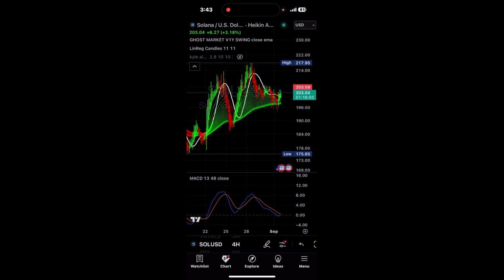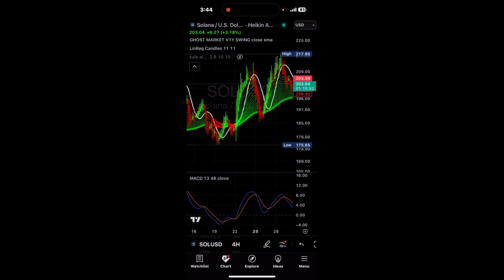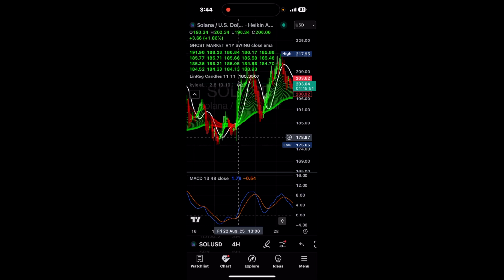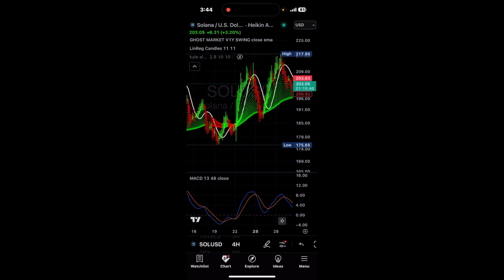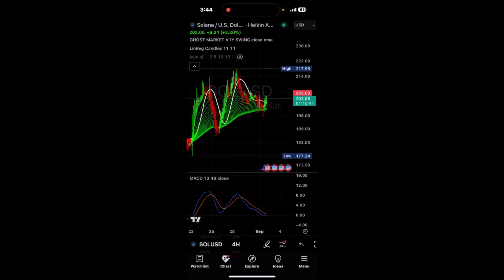you want to focus on all the moments where the MACD crosses. See a moment right here for a bullish momentum. And you see a moment right here for bullish momentum. And you also see the plot line crossing the 90-95. So that's basically how you do it.